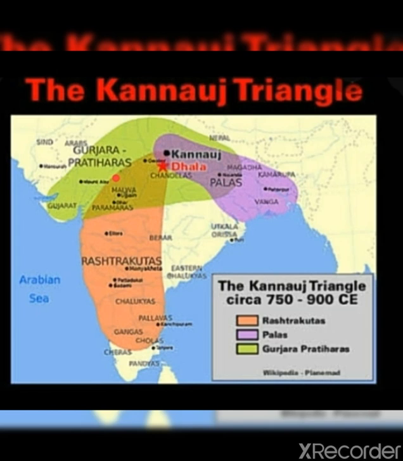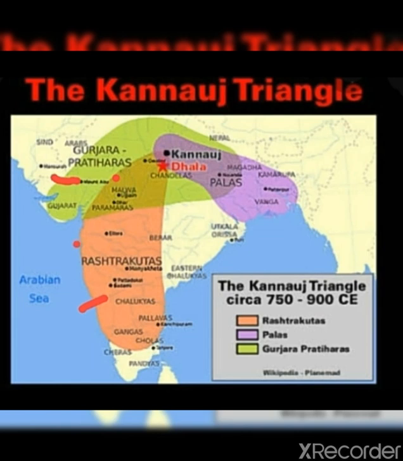The Pratihar dynasty was founded by Nagabhata I in 725 CE in the region of Rajasthan and Gujarat. And the Rashtrakutas dominated the Maharashtra region between the 8th and 10th century.